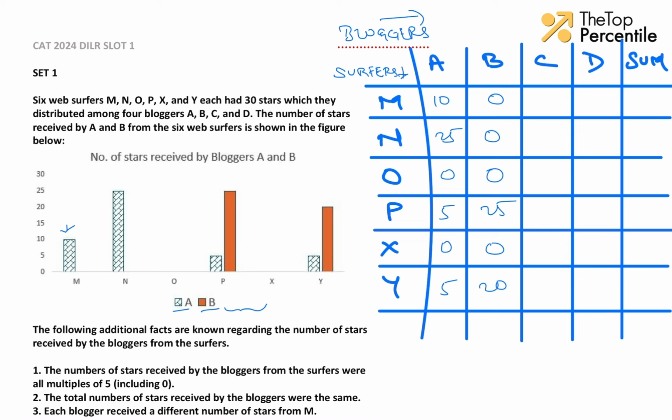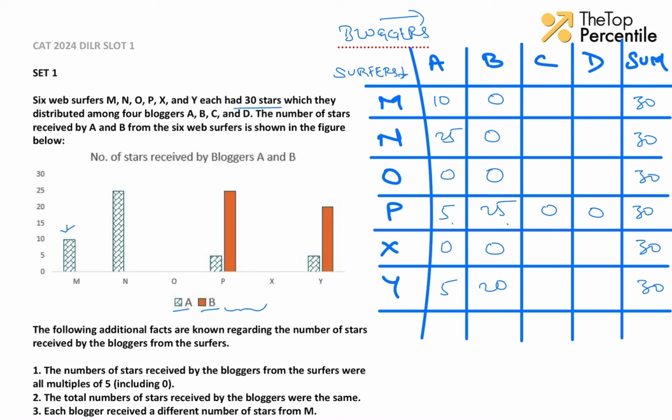Okay. In the first line it was mentioned that all these six web surfers have received 30 stars each. So their sum will be 30. Here I can see that we already have 5 plus 25, which is 30. So the stars given out by P to C and D will be 0. Okay. So now I think we can move on to the additional facts.